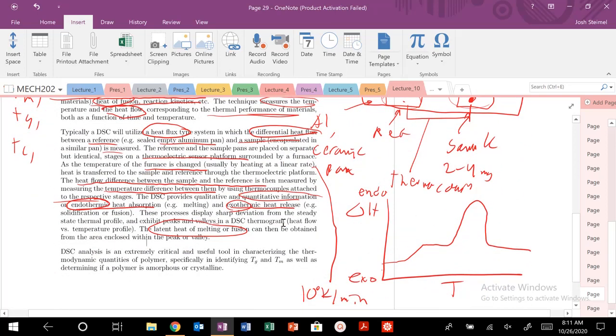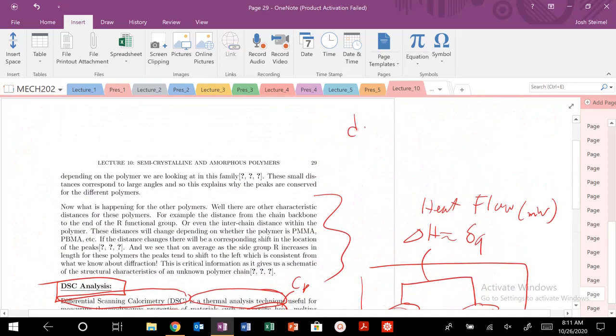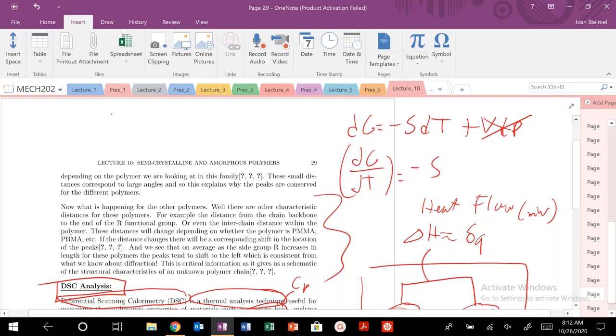And again, we can deduce phase transitions because we know that dG equals minus SdT plus VdP. We're going to be at constant temperature here. So if I want to take the first derivative of Gibbs, that's just going to be equal to my enthalpy. So if I have a first order phase transition, i.e. melting, and I know that I could also relate dS equals dQ over T, which I also know that dQ is approximately equal to delta H.